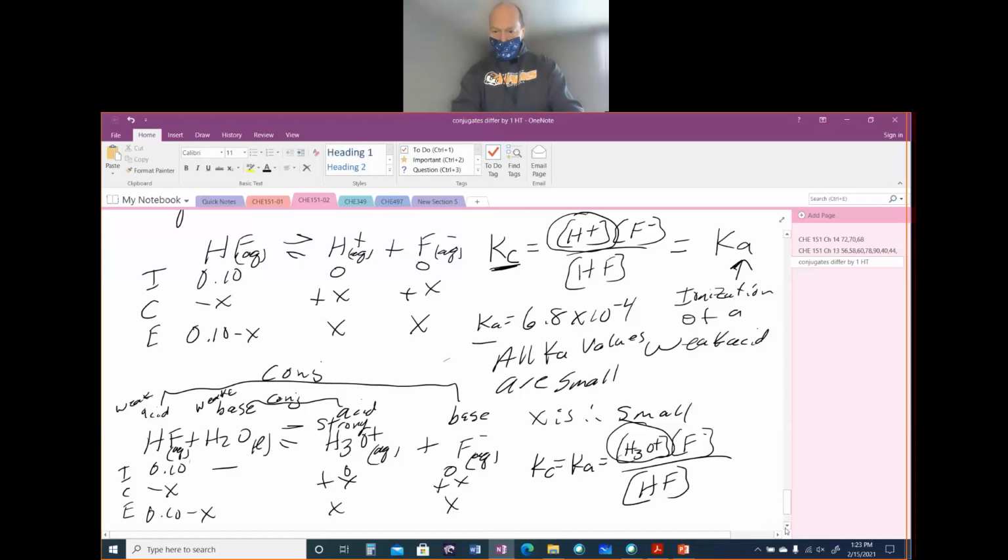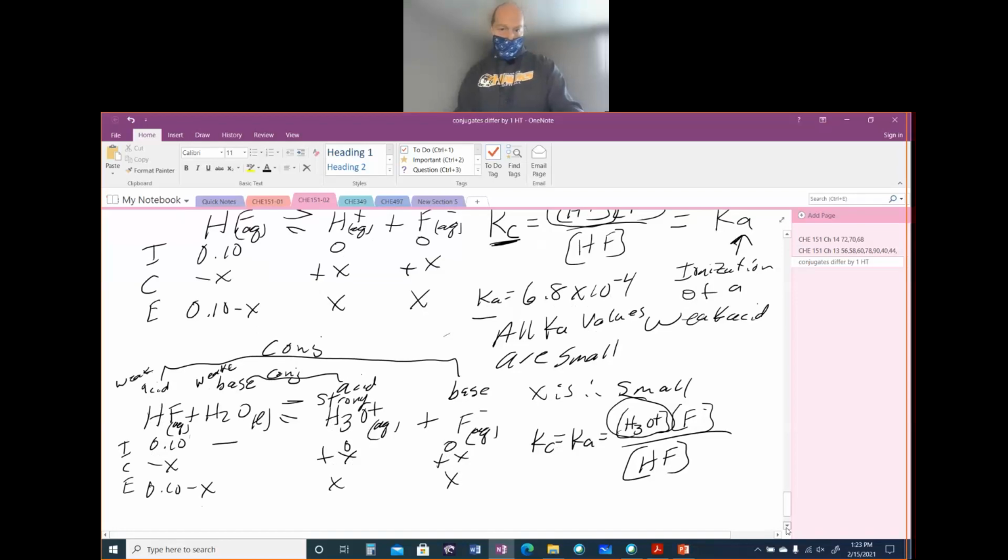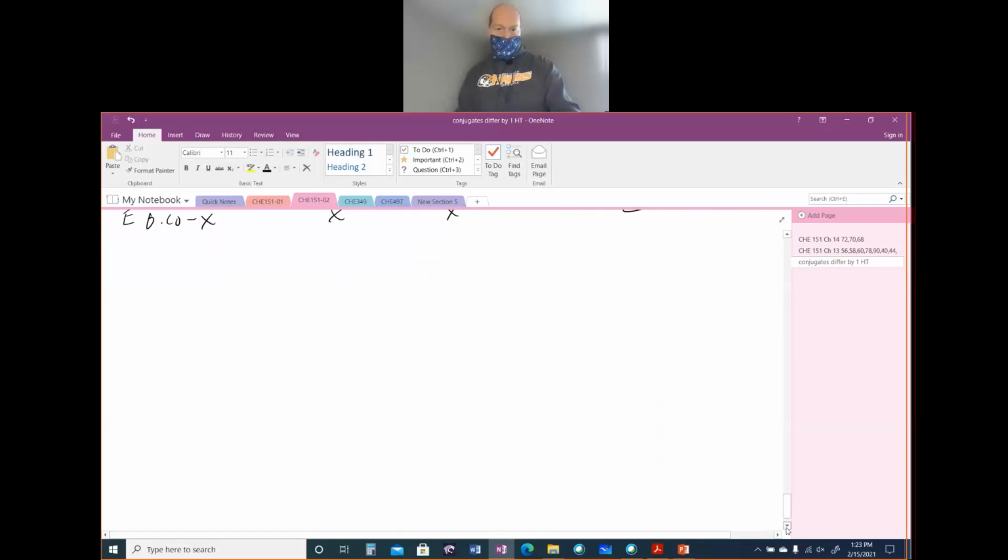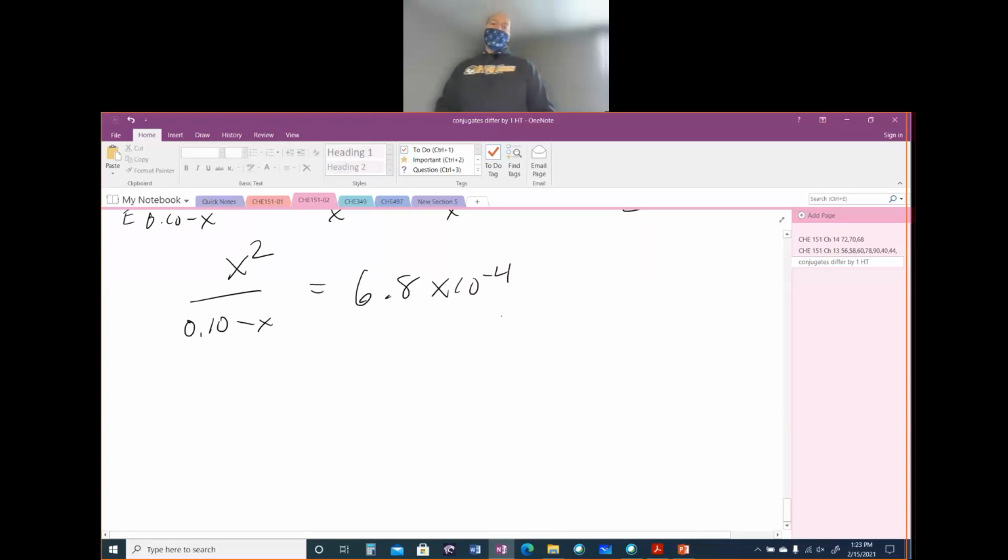Every single Ka. All right, so let's solve our problem here. We have x squared over 0.10 minus x is equal to 6.8 times 10 to the minus 4. We just plugged in our x and our x, that's x squared, and then our HF was 0.10 minus x. Again, you can do the quadratic, it works fine. I feel like there are a lot more math errors, so I will always do successive approximations.